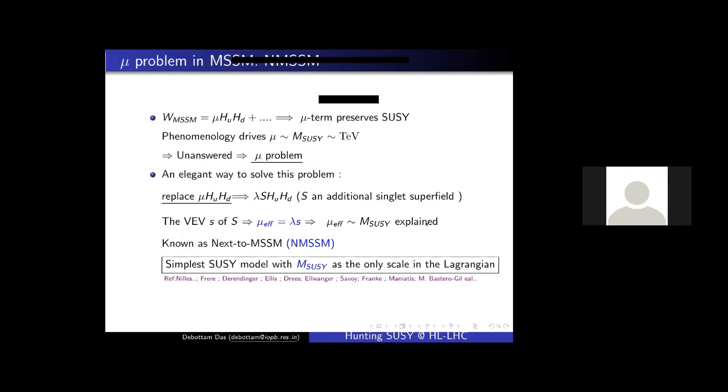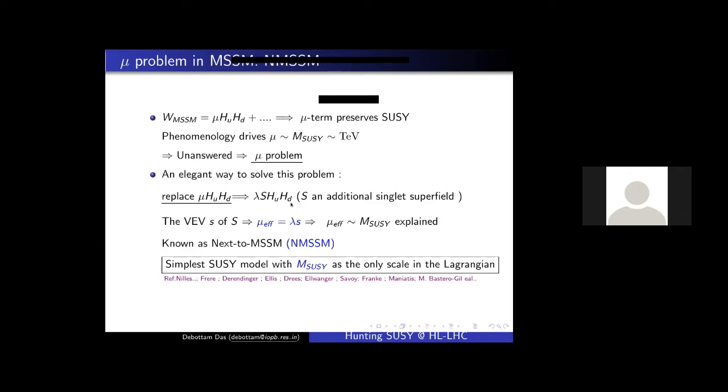Now, one can easily see that here we are accommodating one extra singlet scalar superfield. So it can only leave its footprints in the neutral scalar sector and in the neutral fermion sector. So let us look into that part. What are the new degrees of freedom in the scalar sector and in the fermion sector?